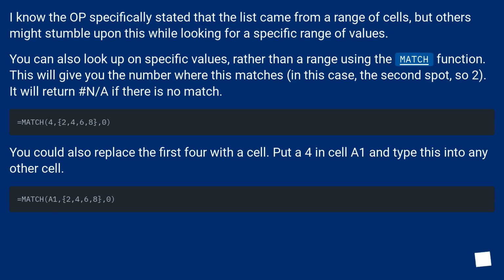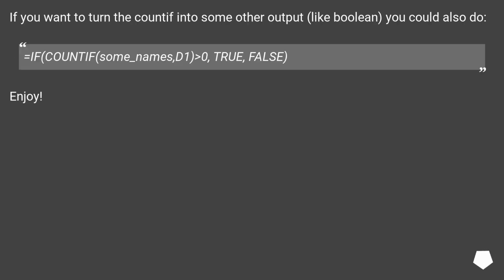You could also replace the first 4 with a cell. Put a 4 in cell A1 and type this into any other cell. If you want to turn the COUNTIF into some other output, like Boolean, you could also do equals IF(COUNTIF(sum_names, D1) > 0, TRUE, FALSE). Enjoy.